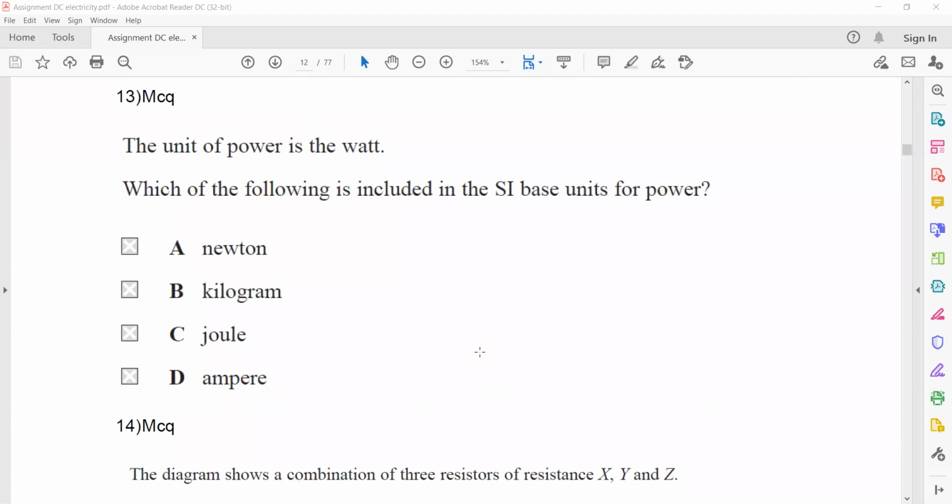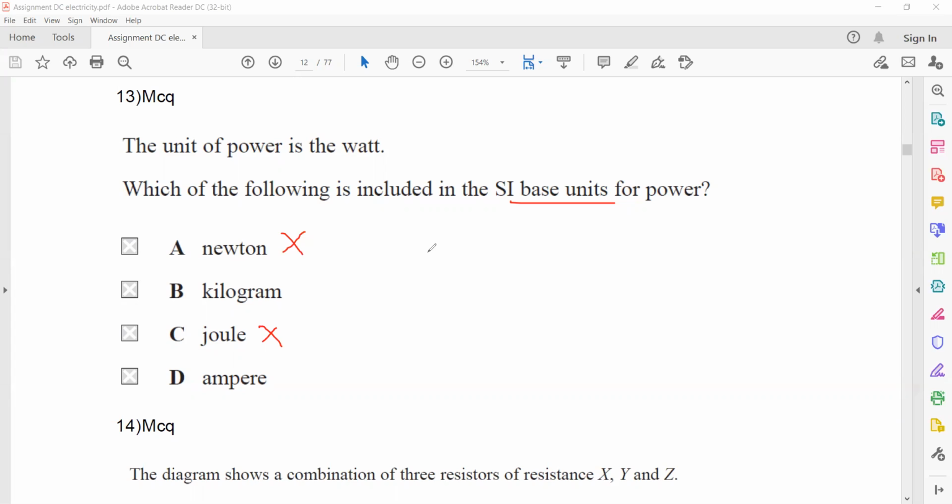In question 13, the unit of power: which of the following is included in the SI base units of power? So what is power? Basically, power is work done per unit time, or joules per second, and joule itself is newton meter, and newton is kilogram meter per second square. Which of the following is included in the SI base unit? This is a derived unit. This is also a derived unit. So either B will be the answer or D.